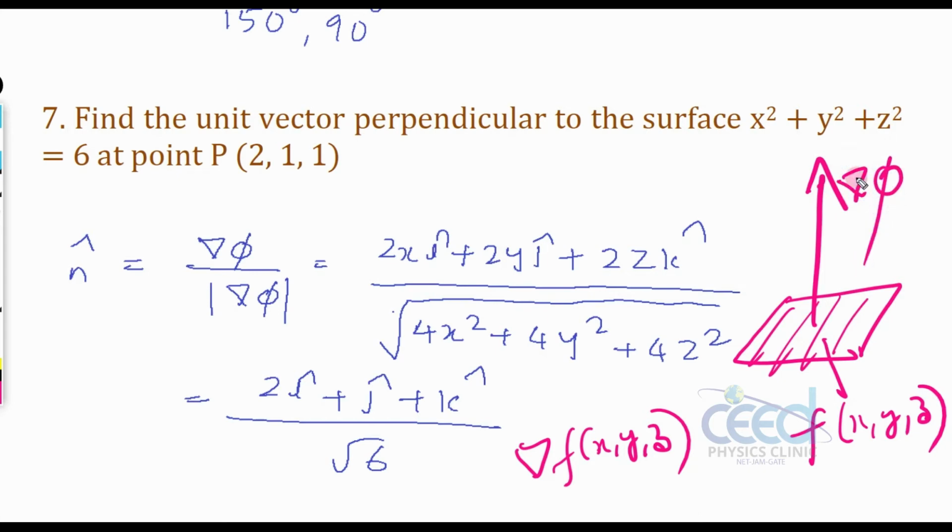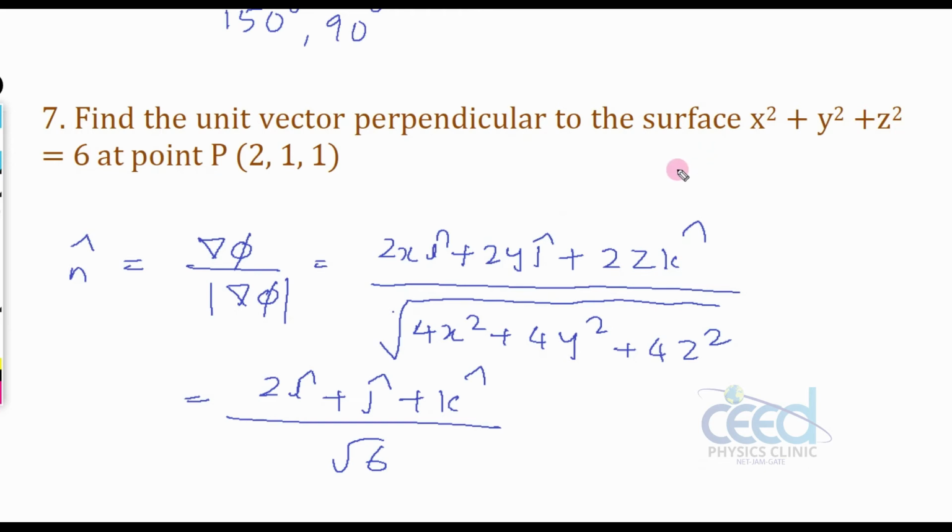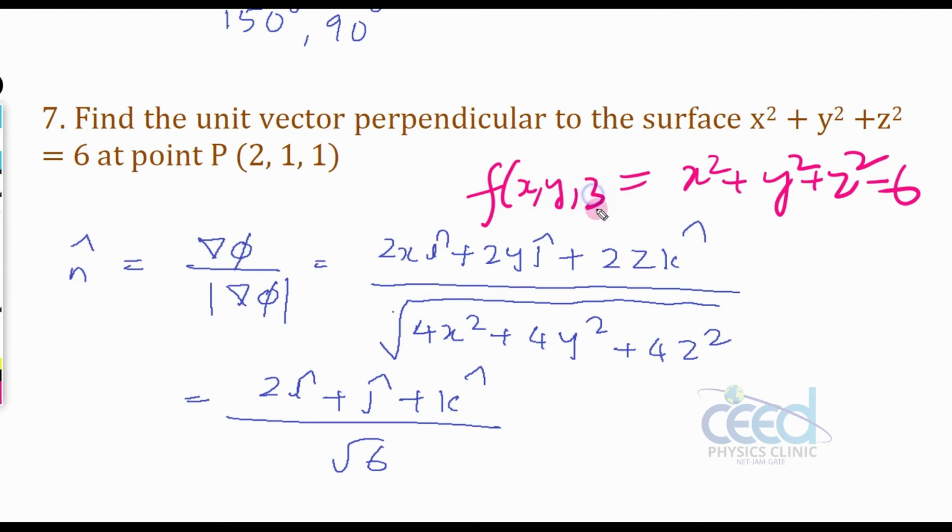So what is the direction of this vector? That is unit vector along this direction, that is n cap is equal to del phi divided by mod del phi. So that you can calculate. This is the surface. So surface is given as x square plus y square plus z square equal to 6. I can write this minus 6, that is equal to our surface equation, f of x, y, z. Now the point is also given, 2, 1, 1. Now you can find out gradient.